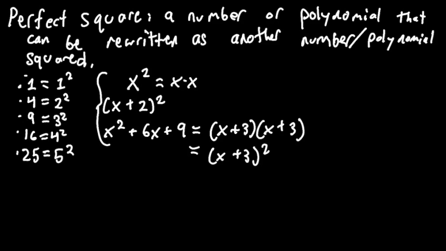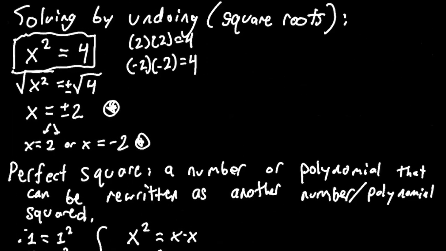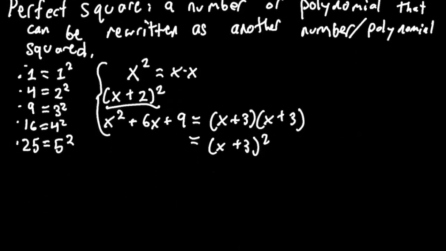So sometimes we'll be given the polynomial squared. Sometimes we'll need to factor it to see if it's a perfect square. Perfect squares are helpful because when we have a perfect square, we can go ahead and solve by taking the square root of both sides for our first step. Let's go over another example.